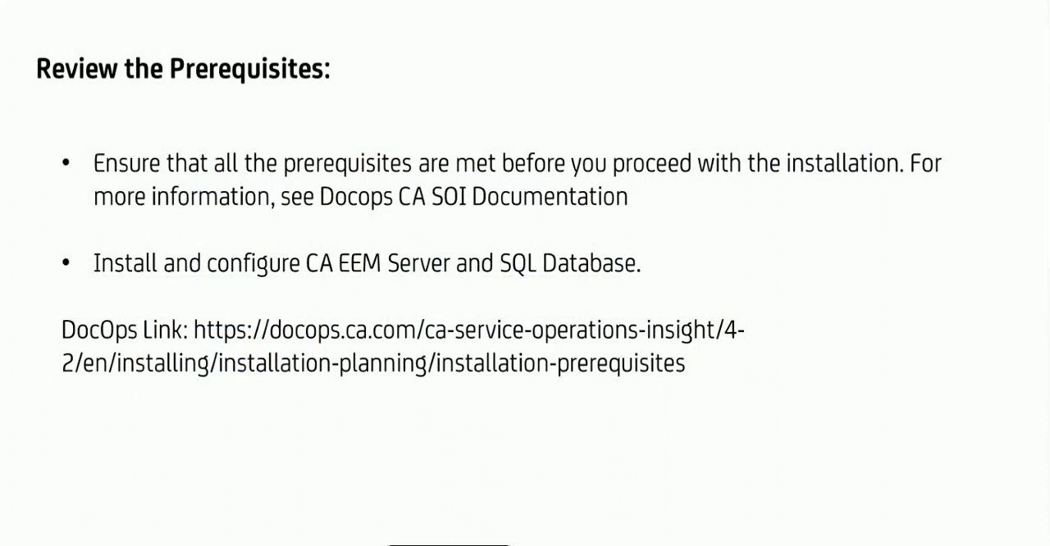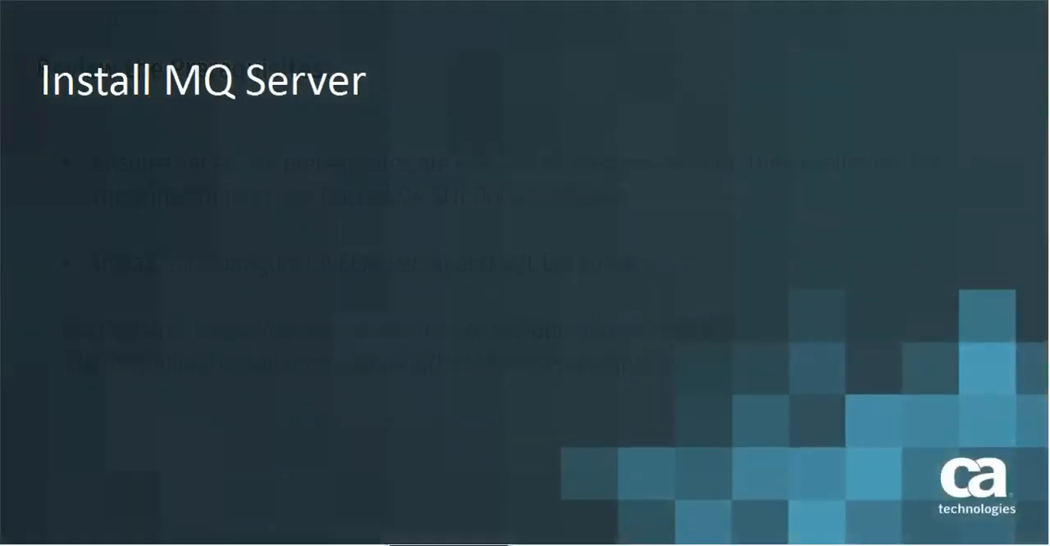Before proceeding with the installation, review the prerequisites. For detailed information, see the CA SOI 4.2 documentation. Now let's see the installation of each component. Let's see the installation of ActiveMQ Server.